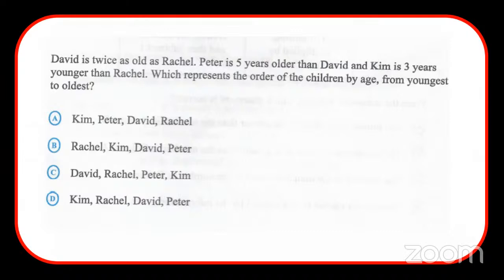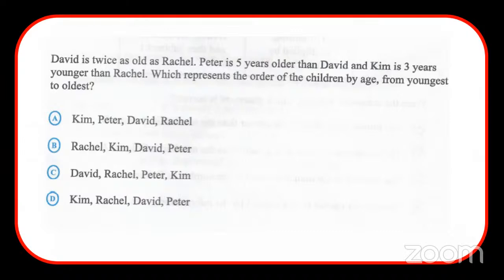So let's look at it. David is twice as old as Rachel. Peter is 5 years older than David. Kim is 3 years younger than Rachel. Let's look at this. I want to see some justification. I see a lot of persons saying D. But how did you get your D? Because you remembered what you did in class? That's why you got D? How did you get your D in the first place?